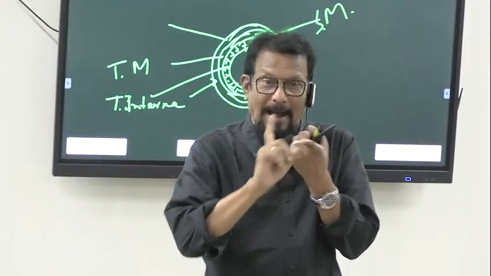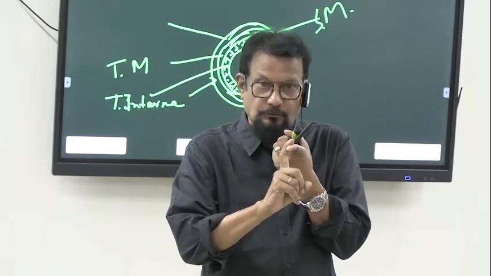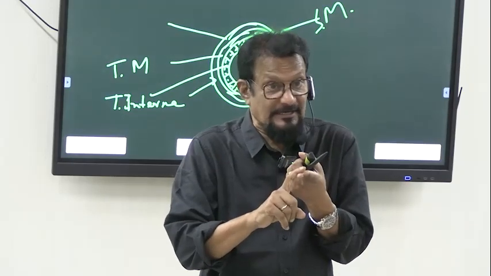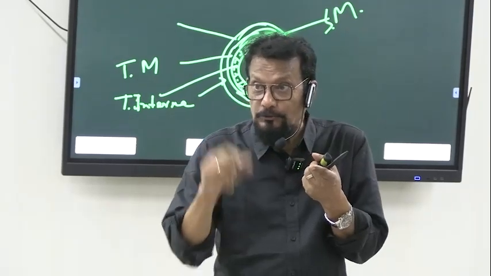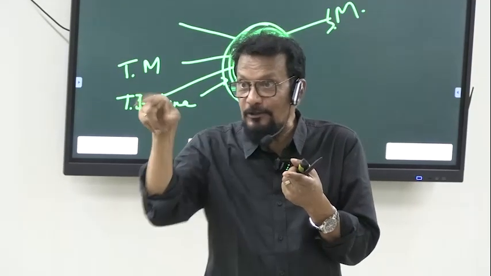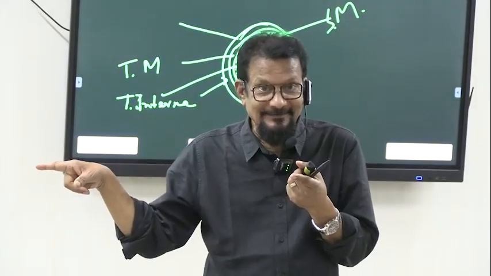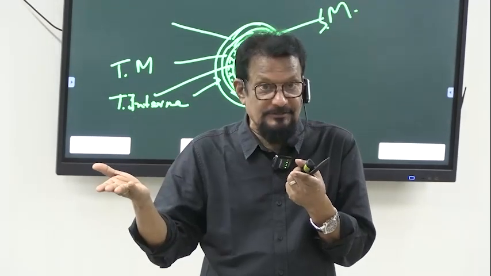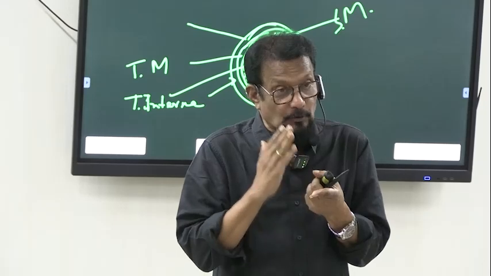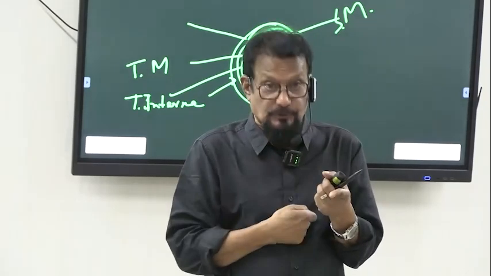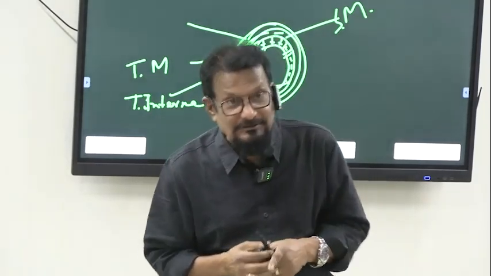Something has to bind with this vitamin B12. Vitamin B12 is very essential. Without vitamin B12, DNA will not be formed. Without DNA, there will not be cell division, so there will not be any erythropoiesis. So vitamin B12 is essential, and it has to be absorbed. So how is this absorbed?